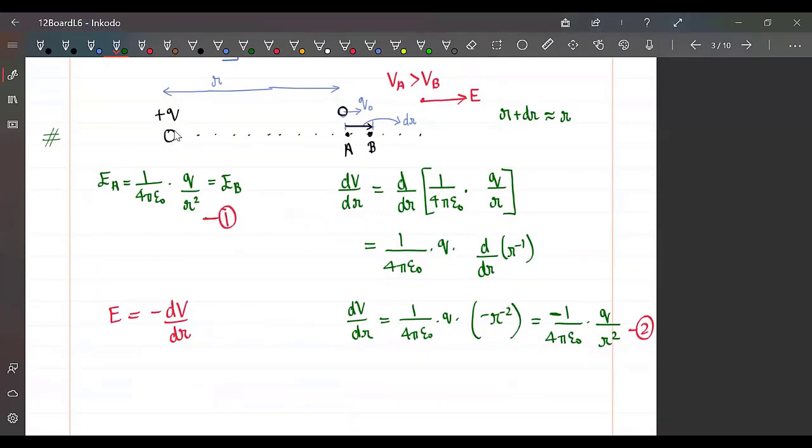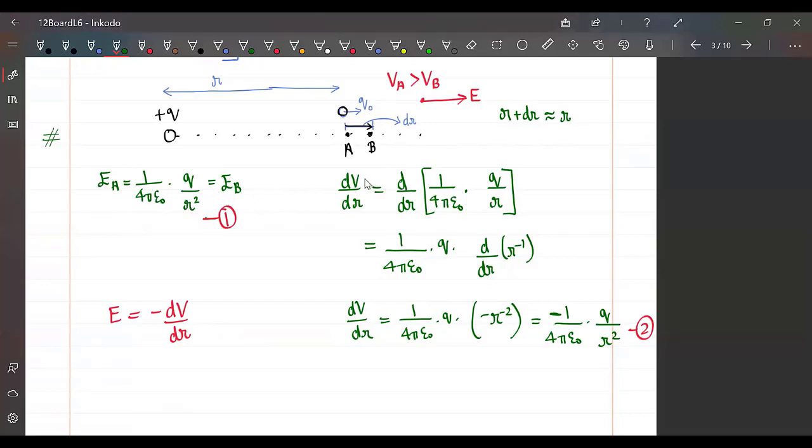Now see, if there is a charge plus Q here, and we are moving a charge Q naught from point A to point B, then the distance has changed from r to r plus dr. But dr is very, very small, so r plus dr is approximately equal to r. So electric field at A, I can take as approximately equal to electric field at B.